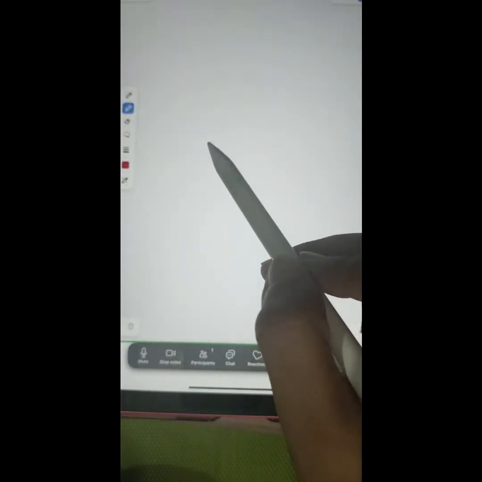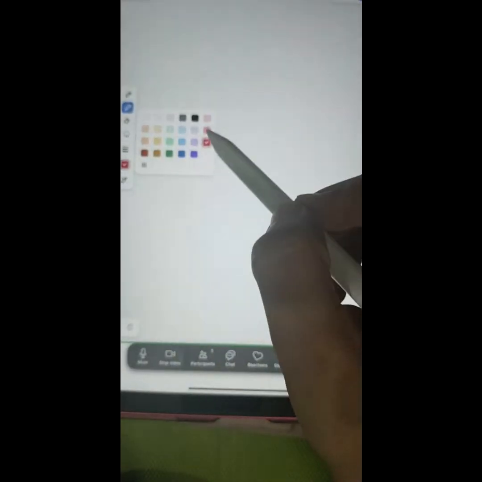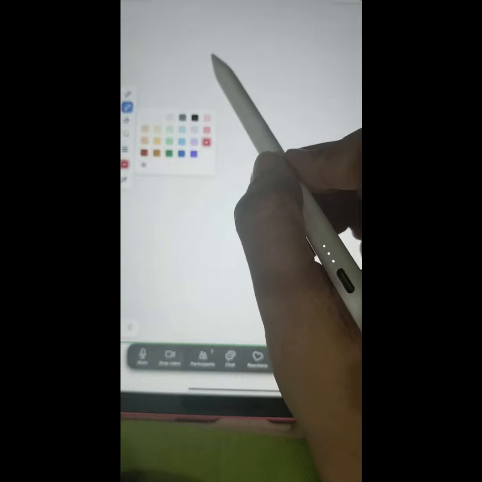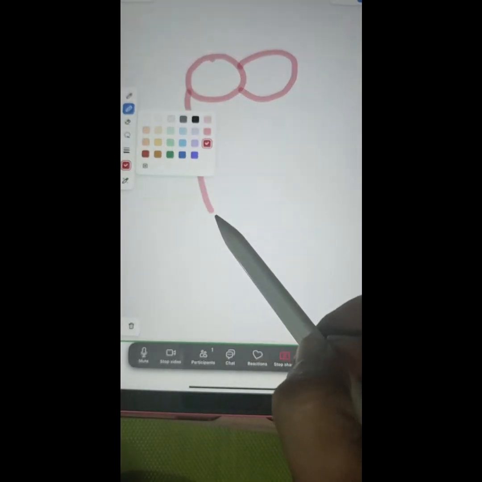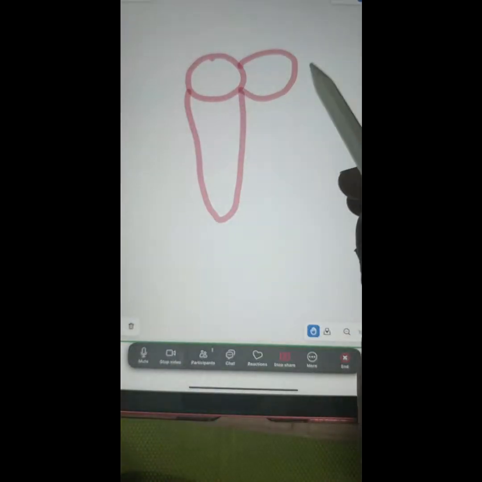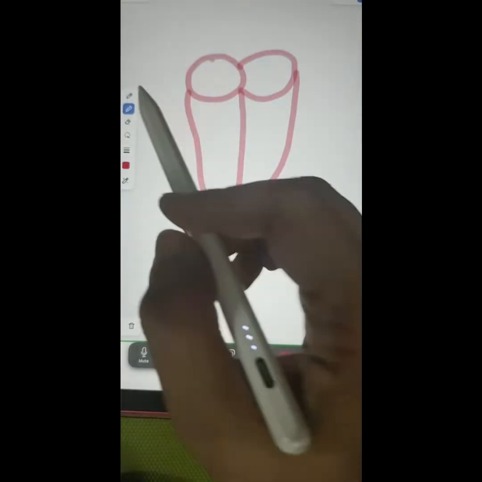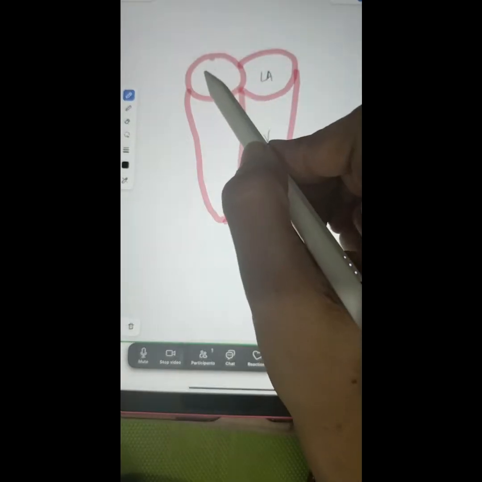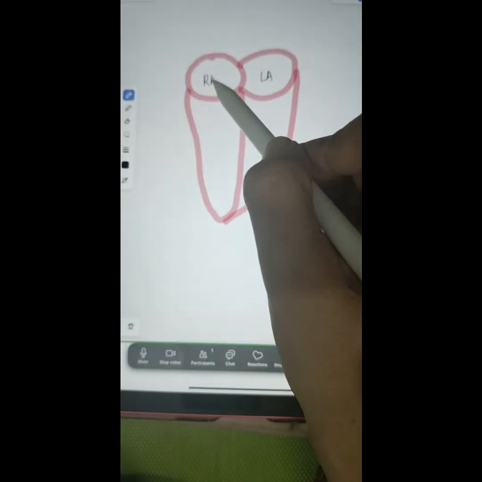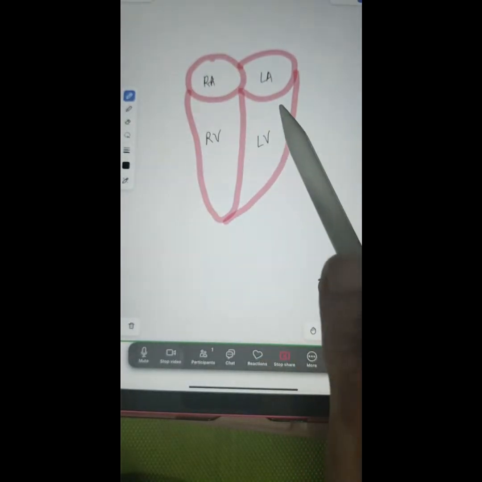So here I have to draw the diagram of the human heart, and then I will explain where these blood vessels that we were talking about are located. So this is the human heart. Remember, I have already told you that this is left auricle, this is leading into left ventricle, this is your right auricle, and this is leading into right ventricle.